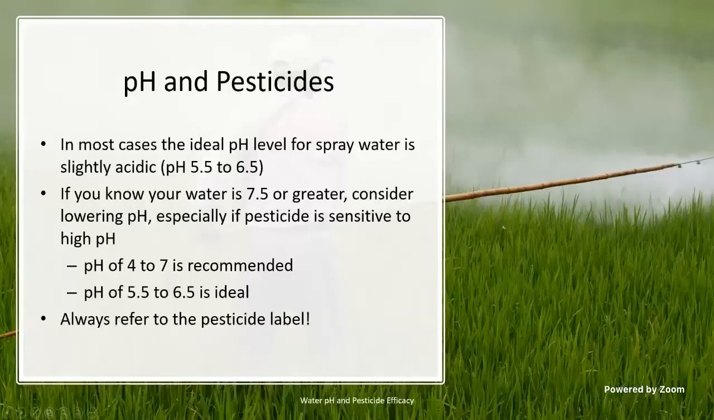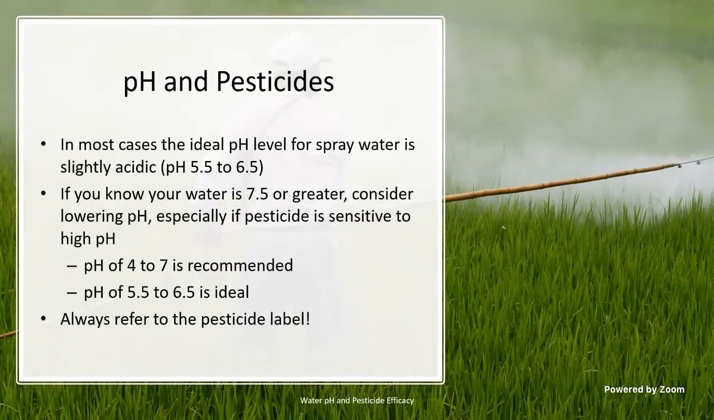Now, if the pH is higher than 7.5, consider lowering it. The recommended pH is between 4 and 7. So you've got to remember that. The best range is between 5.5 and 6.5. So if you can fine-tune it, that is very important. That is the ideal. That's what you want it at.